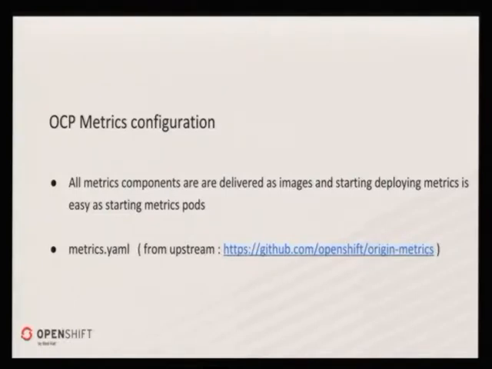All metrics components are delivered as pods, so Cassandra, Heapster, and Hawkular are just pods. These pods are released quite often with different versions or subversions of specific images. And the main place where most of these configuration options are specified is metrics.yaml upstream. In the upstream repository, you can find it. It is quite a long file. I will point out a couple of values from it which one needs to pay attention to.